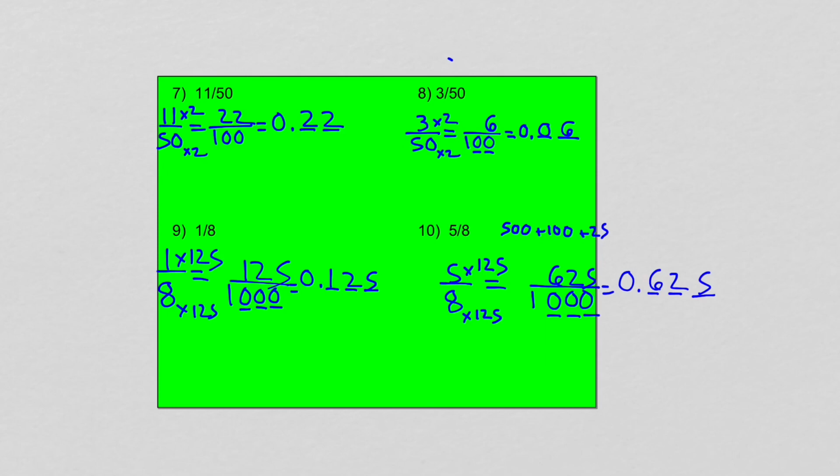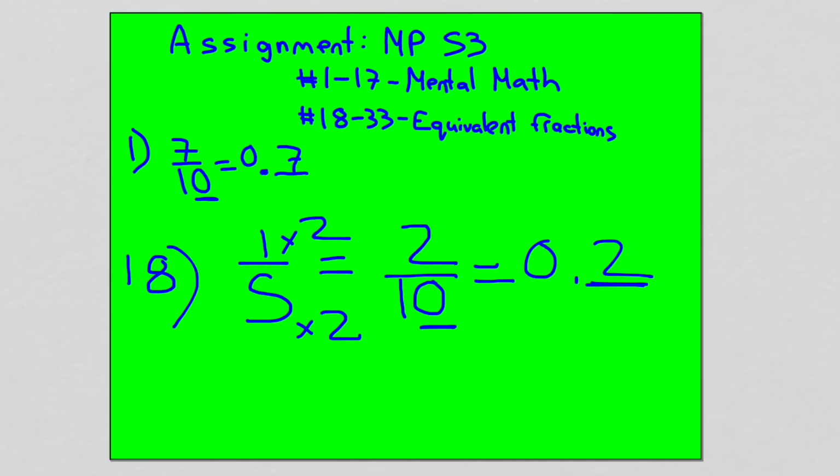So, knowing that, I'm going to get you to do an assignment. The assignment is MP 53, the page I gave you in class. You're going to do this in your notebook. Numbers 1 to 17 is done by mental math. And numbers 18 to 33 is done by equivalent fractions. You show all the work in your notebook. We did number 1 and number 18 together in class. That's due for the next day you come back.